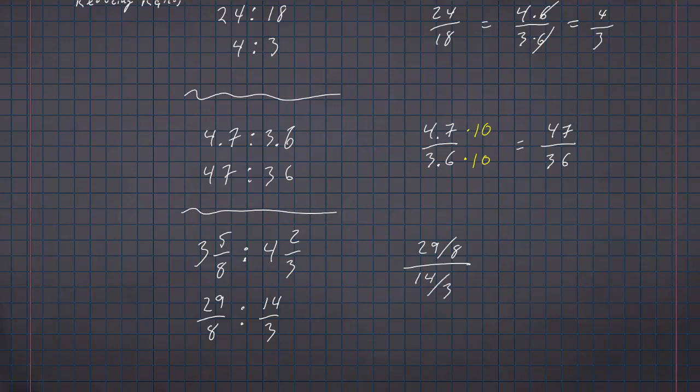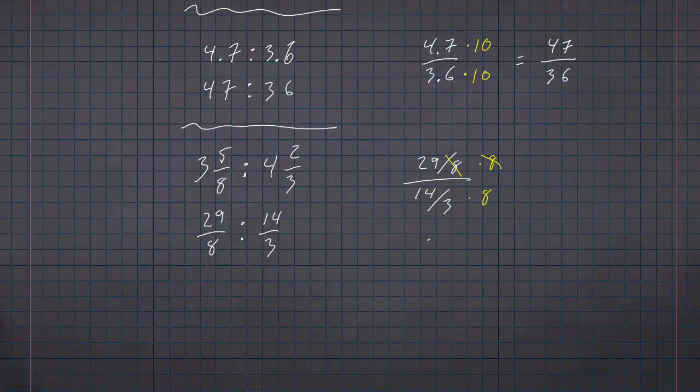All right. So we'll write that as a fraction, 29 over 8 over 14 over 3. And if I multiply top and bottom of this fraction by 8, the denominator is going to be a bit more of a mess, but in the numerator, the 8s are going to cancel each other out. Let's see, 14 times 8 is 112. That's still over 3.